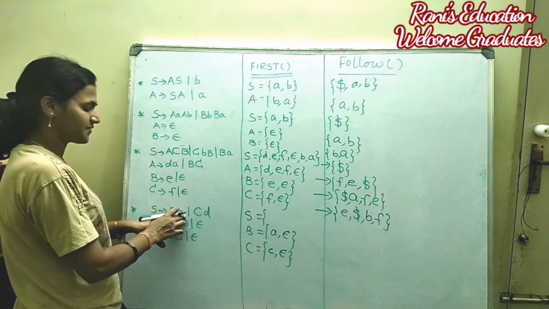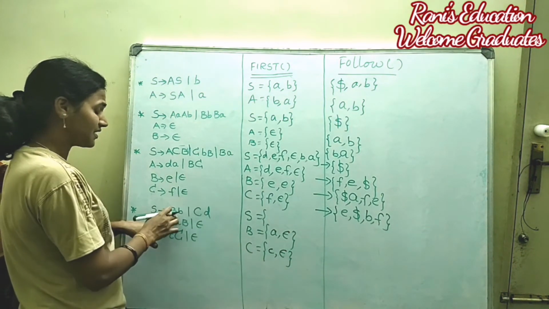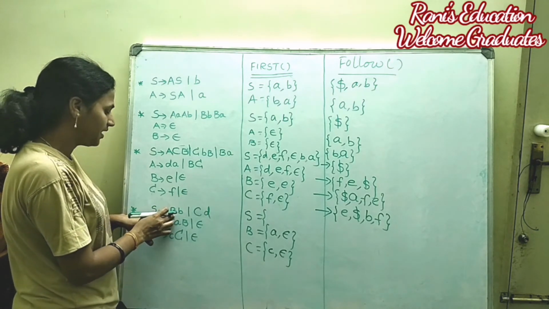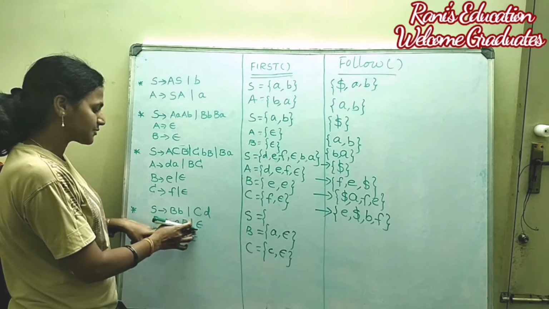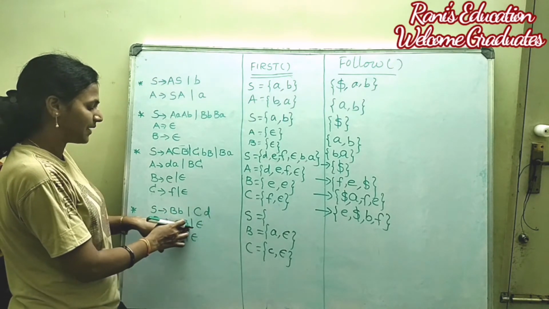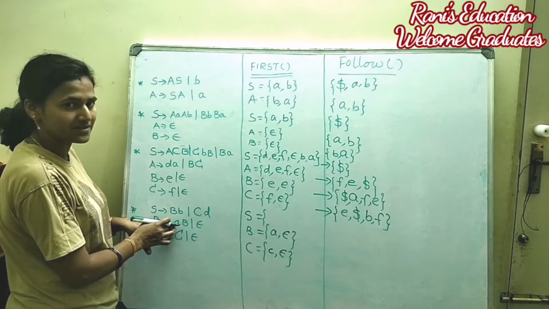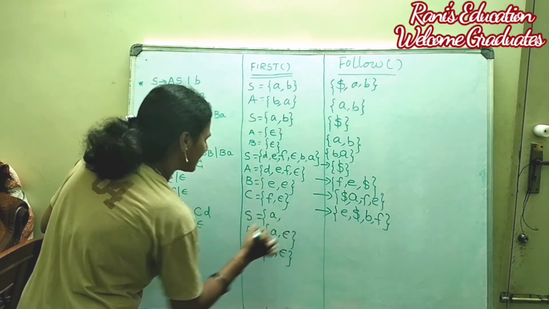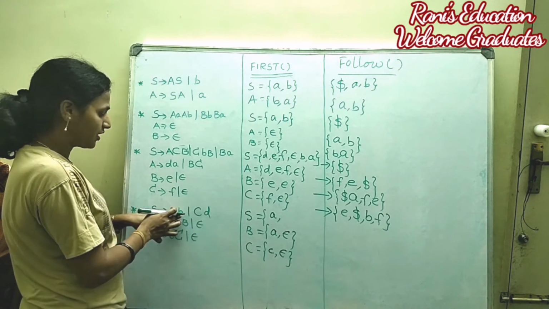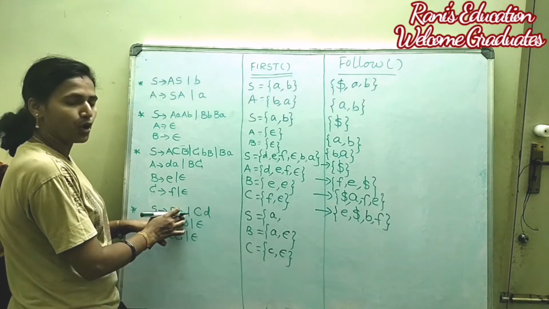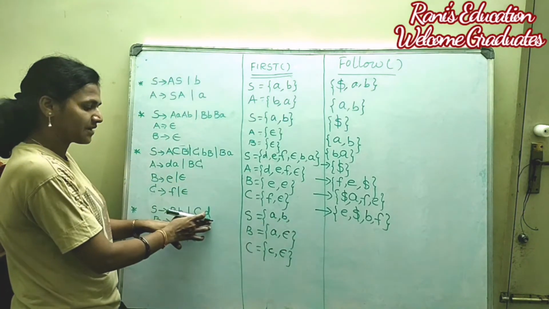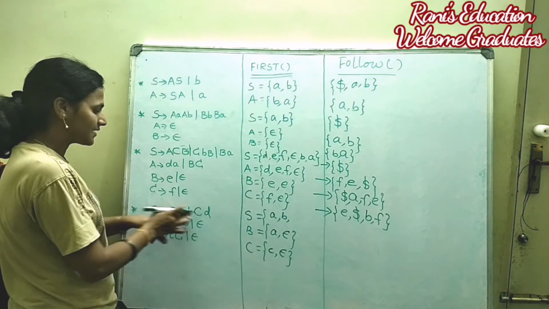Now go for first of S. In the first production the RHS starts with a non-terminal B, so you replace it by its corresponding production, that is AB or epsilon. If I replace B by AB, the RHS starts with a terminal A, so first of S contains A. If I replace B by epsilon, what do you get? S derives small b. Here the RHS starts with the terminal b. Go for the second production, S derives CD.